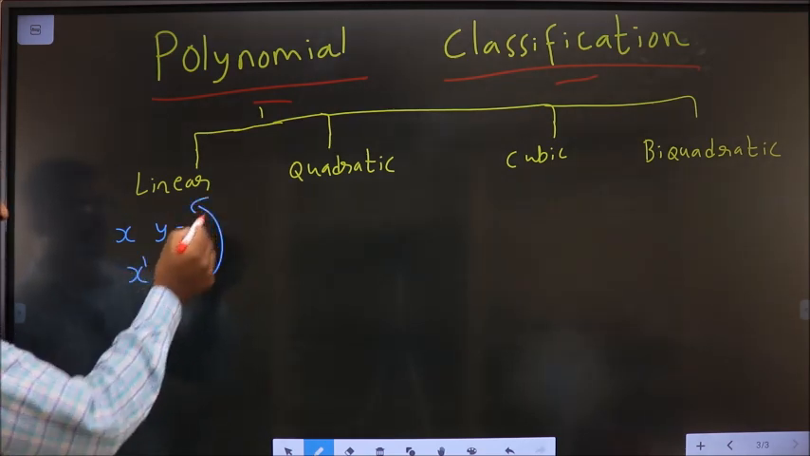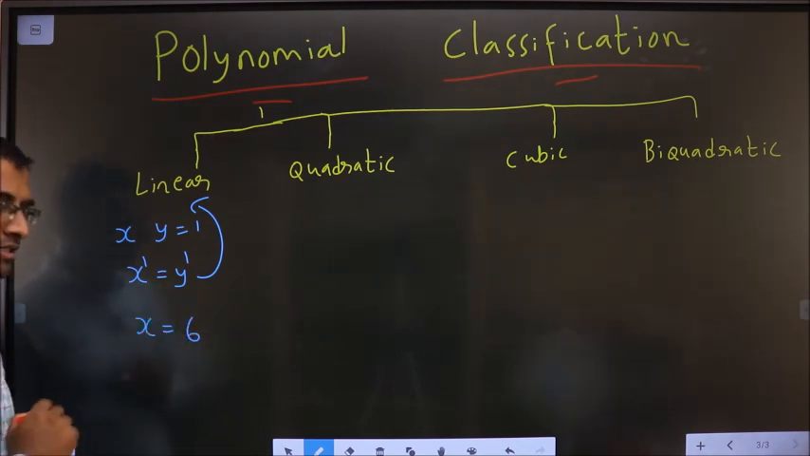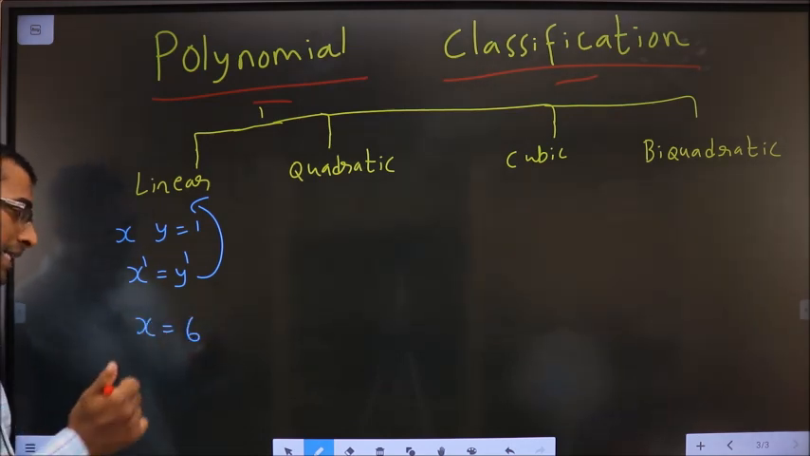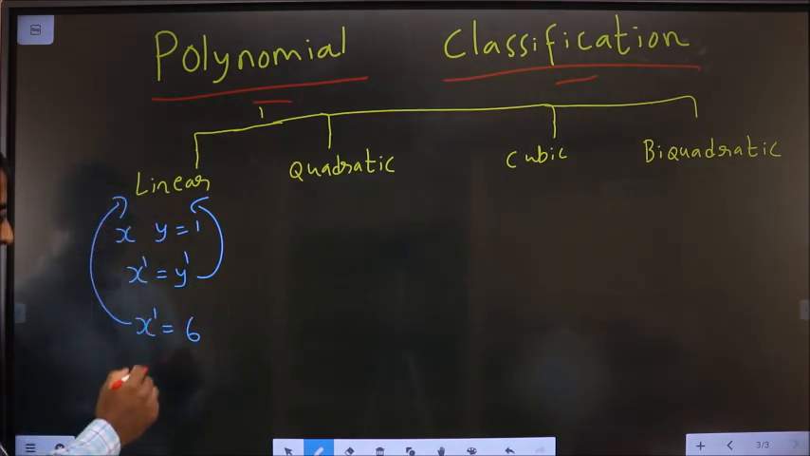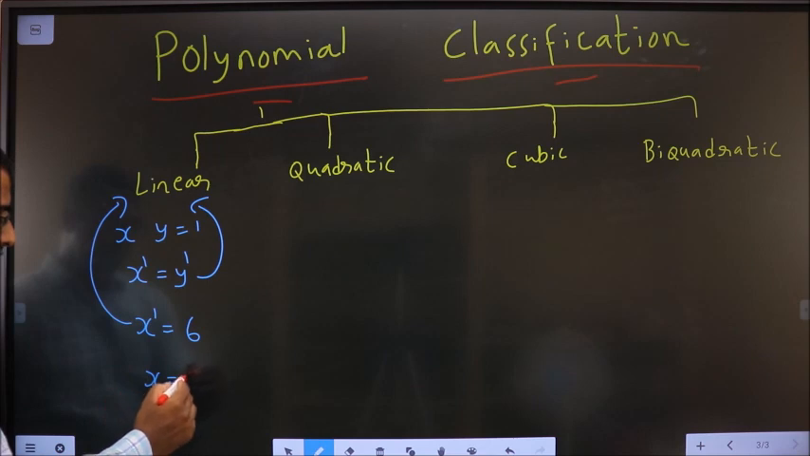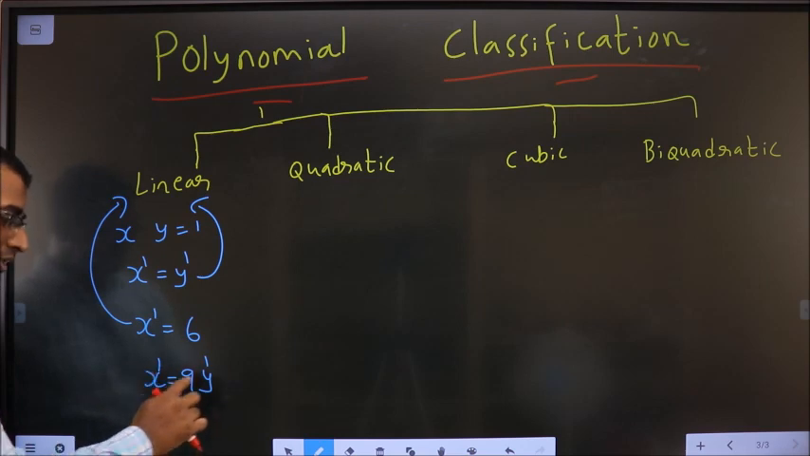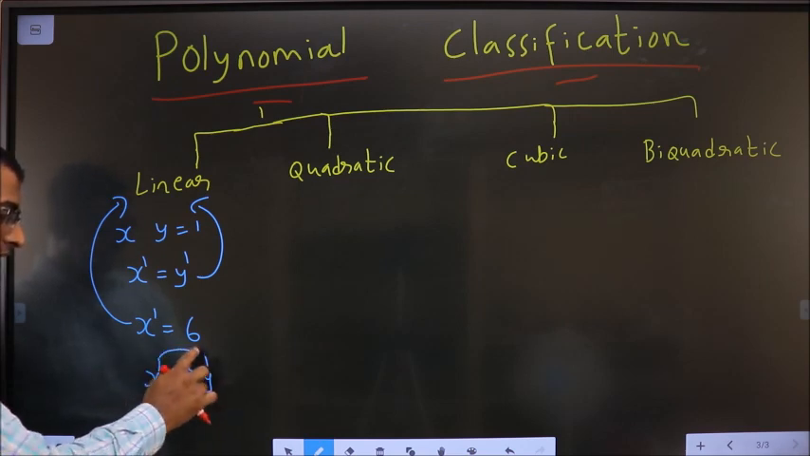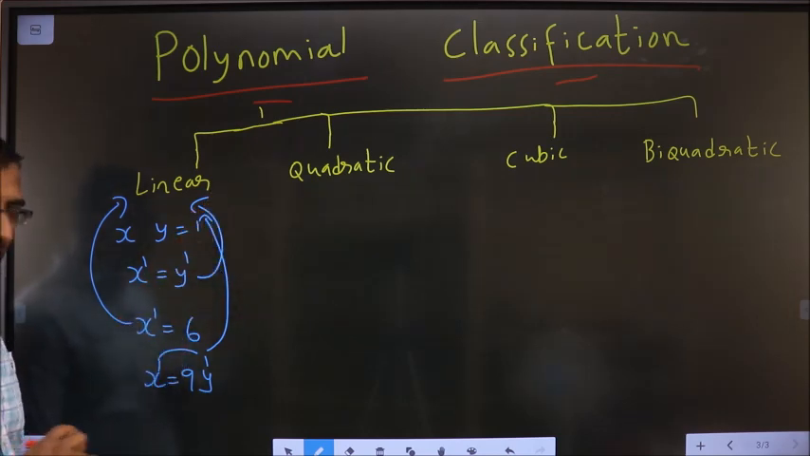So it's linear. Another example, let us say x equal to 6. Only one variable is present. Power on that variable is 1. So linear. Let us say x equal to 9y. Both the variables are present. On x it is 1, y it is 1. Highest of these two is 1. So this also linear. Clear?